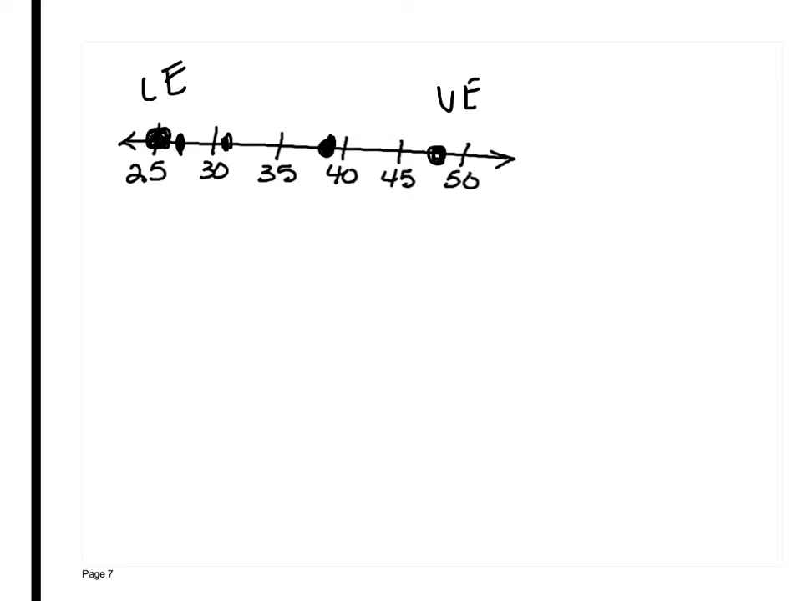And then what I do is I make my box and whisker plot. Now the box is the middle, your second quartile, and the ends are your first and third quartile. So I make a box just like that. And then my whiskers go from the third quartile to the upper extreme and my first quartile to my lower extreme. And there I have a box and whisker plot.